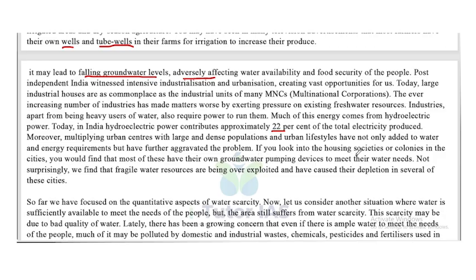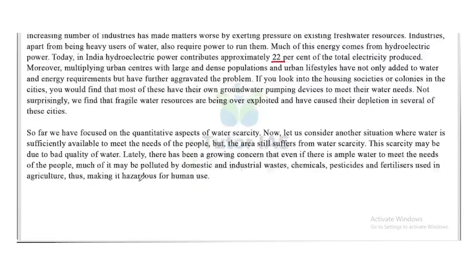If you look into the housing societies or colonies in the cities, you would find that most of these have their own groundwater pumping devices to meet their water needs. Not surprisingly, we find that fragile water resources are being overexploited and have caused their depletion in several of the cities. So far we focused on the quantitative aspects of water scarcity.